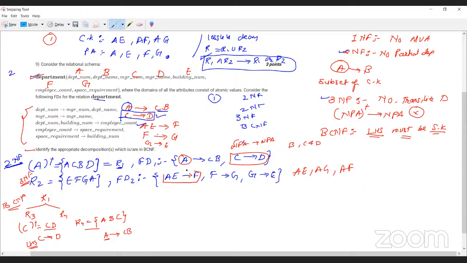Here AE determines F, right? So this satisfies my BCNF condition, and F determines G is not satisfying. So what I will do, I will take the closure of F, I will get FG. I will take the closure of G, I will get GE, right? Now I can directly write it as F determines E also. Closure of F would be FGE, right?